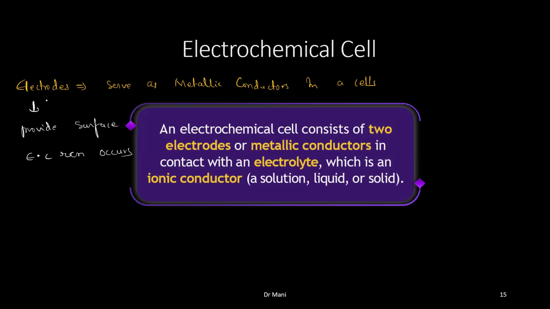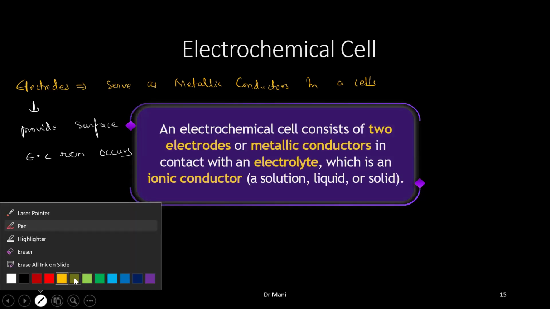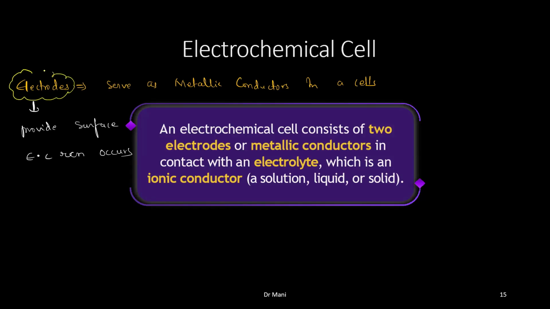So this is one important thing for an electrochemical cell. When we study the electrochemical cell, there are two important things. One is the electrode, the other is the electrolyte, or the liquid present in the cell. So this is the importance of the electrode: it serves as a metallic conductor and provides the surface for the electrochemical reaction to happen. That's the function of the electrode. Let's see the function of the electrolyte.